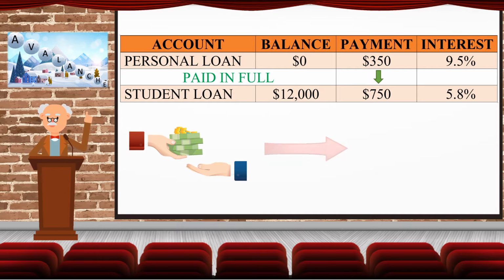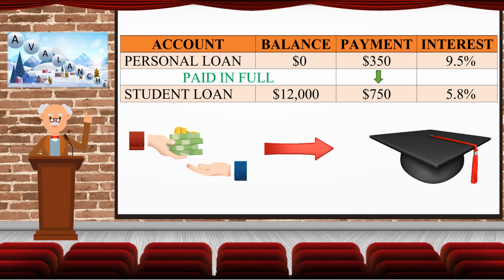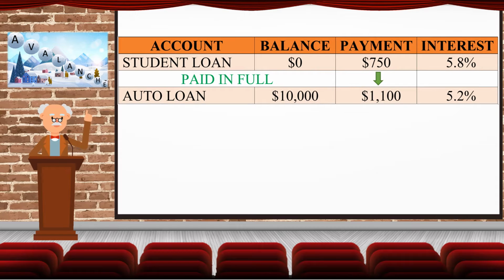The Avalanche is in the early stages, and continuing with the scenario, once the personal loan is paid in full, that minimum payment will be transferred to the next highest interest rate account, which is the student loan. The minimum monthly payment for the student loan was $400, but with the personal loan payment being transferred, it is now $750.